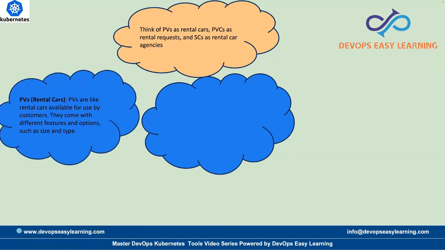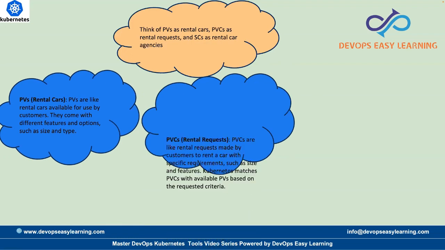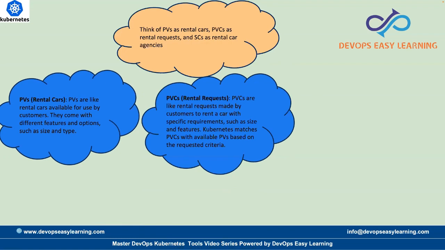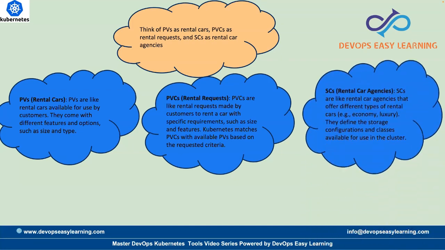Now, the persistent volumes are like rental cars available for use by the customer. They come with different features and options such as size and type. Then we have the persistent volume claim. Persistent volume claims are like a rental car request made by the customer to rent a car with specific requirements such as size and feature. Kubernetes matches the persistent volume claim with an available persistent volume based on the request criteria. And then you have the storage class. It's like the rental car agency that offers different types of rental cars, right? And they define the storage configuration and classes based on the available resources on the cluster.